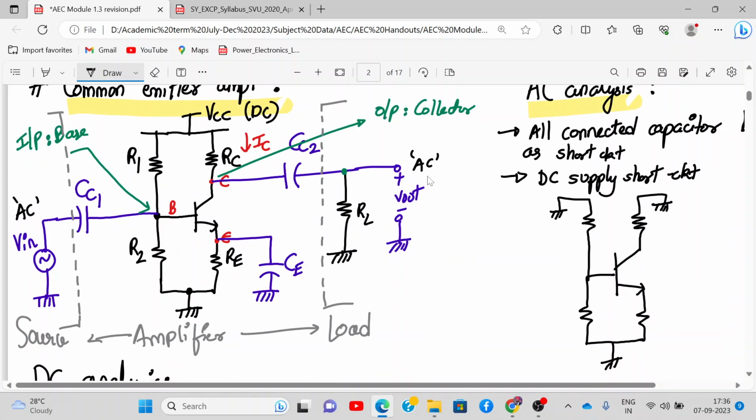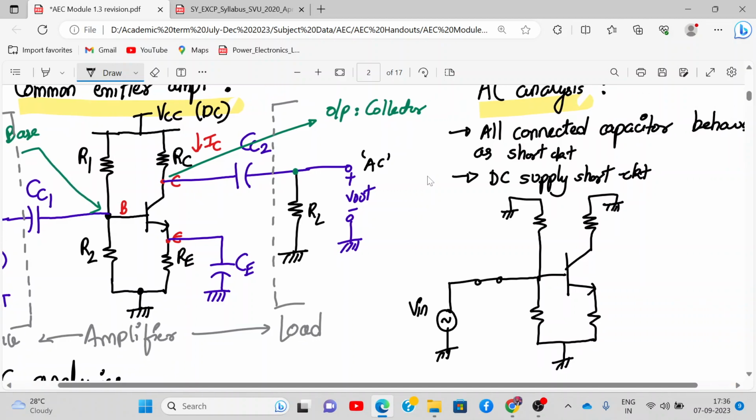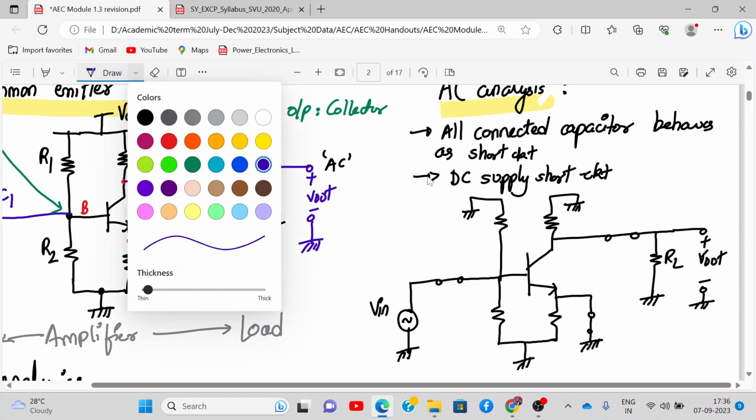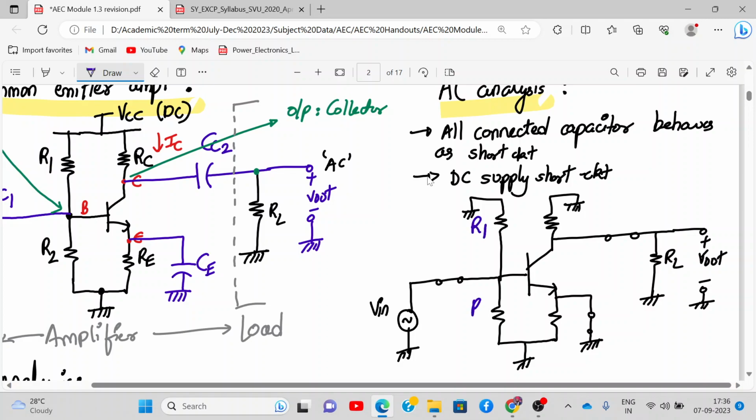Then what about capacitor CC1? It will be short circuited over here like this, and here I'll apply input V in. Similarly, at the emitter terminal also there will be a short going to the ground. And here also there will be a short and there will be an RL connected. And this is my V out. So this circuit is called the AC equivalent circuit. In the exam, if you draw this it's fine, but there are no marks for this circuit. You need to draw the next circuit I'm drawing. This is to understand. It's very important. Did you understand how the circuit came?